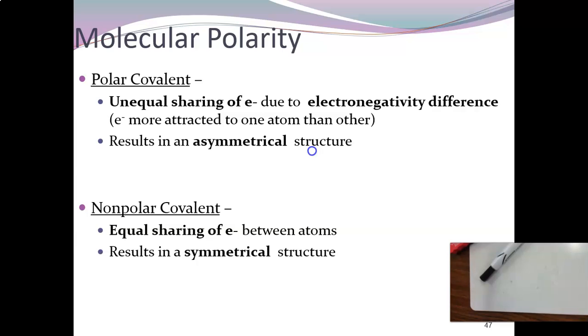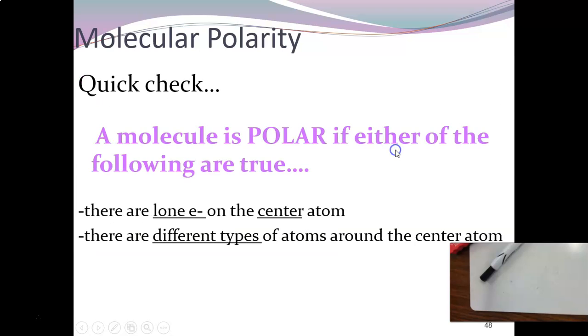A nonpolar covalent bond, there's equal sharing of electrons between atoms. Okay, they both have similar electronegativities, so the electrons don't prefer one atom over the other. Okay, so they're sharing equally.